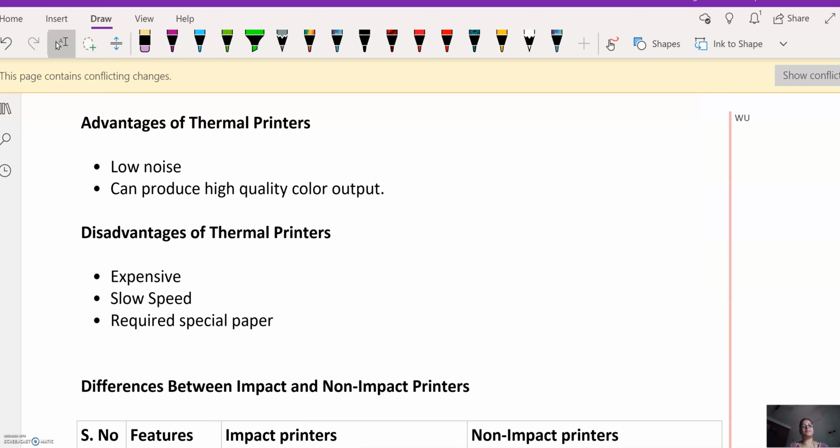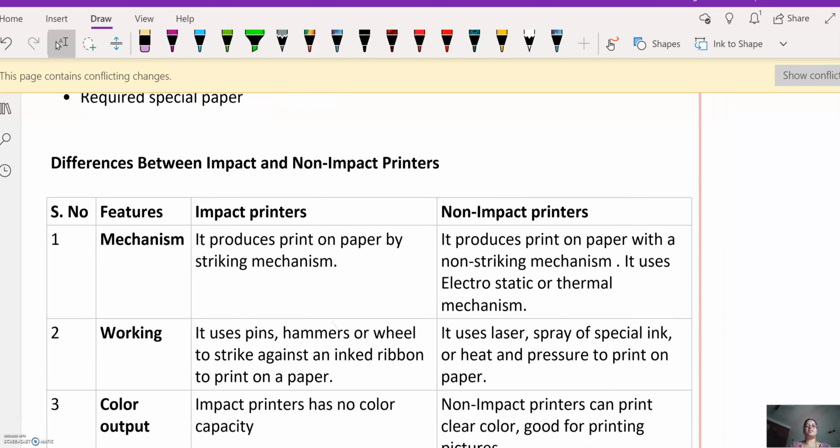Coming to the advantages of thermal printers, they are low noise and can produce high quality color output. As a drawback, these printers are expensive, and of course they are also slow. The main limitation of this type of printer is that it needs a special sort of paper, called thermal paper, and that is going to be a drawback.